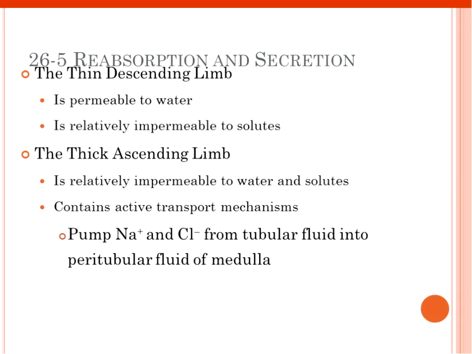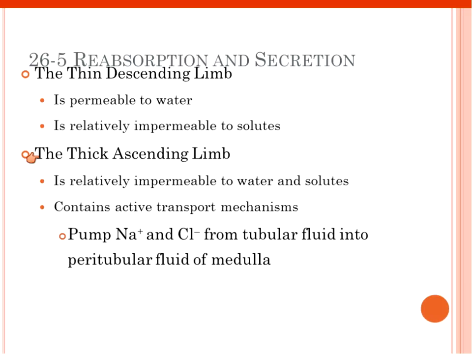So on to the thin descending limb, very permeable to water. It's relatively impermeable to solids. What we're really saying here is that mostly water comes out of the descending limb. We don't have a whole lot of solute particles or ions or organic nutrients and things like that going in and out of circulation here. We're just talking about pulling water out of the nephron loop and putting it back into circulation.